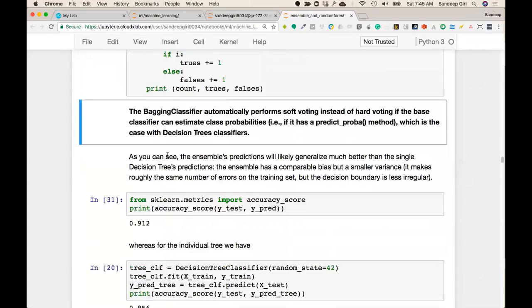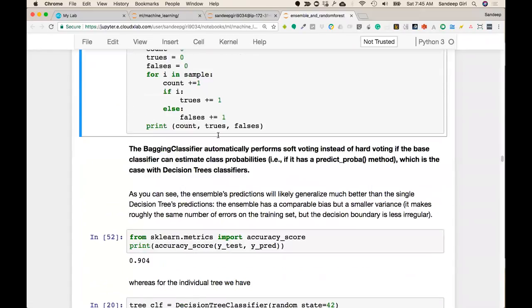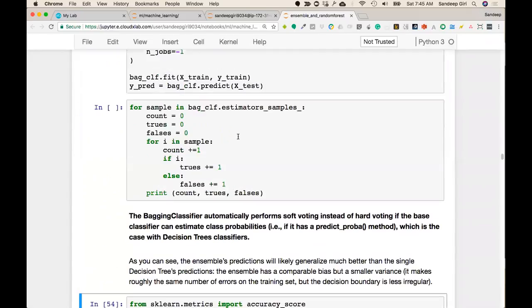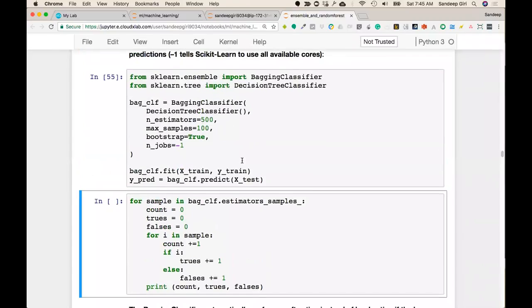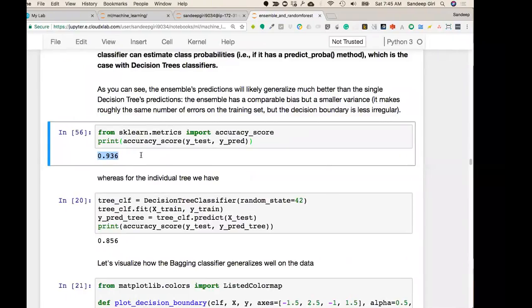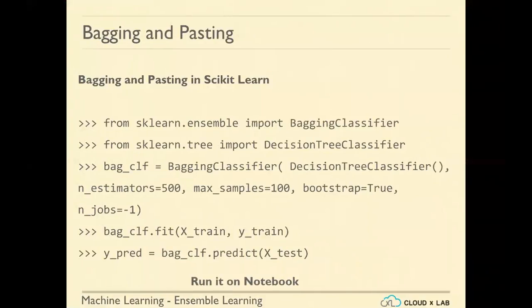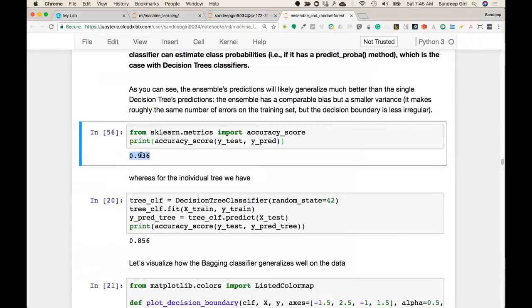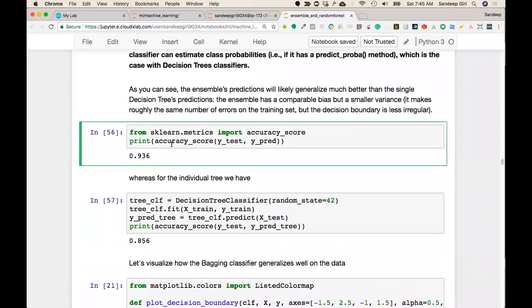So the predictions of the bagging classifier were these. Let me train it again. Did we change something? Saying bootstrap equals true, max samples 500, and so on. Based on the sampling, sometimes the prediction is actually improving automatically. While the individual tree's accuracy is around 0.856, here it has gone to 0.936.